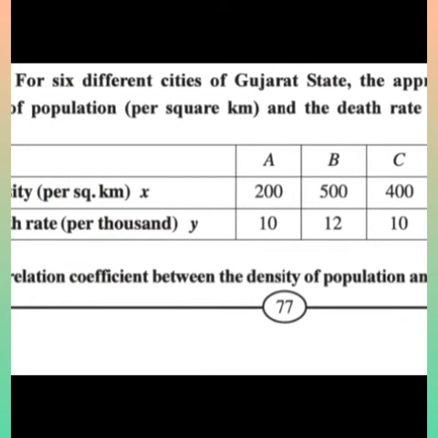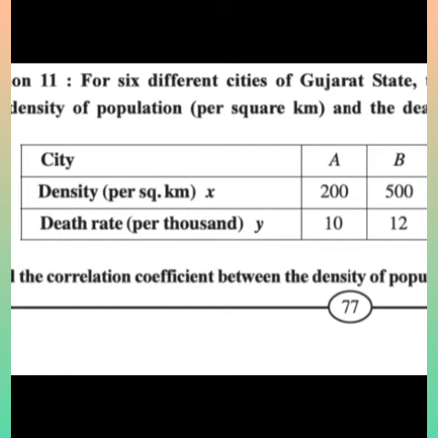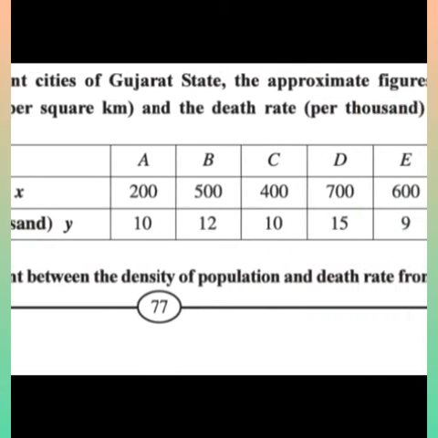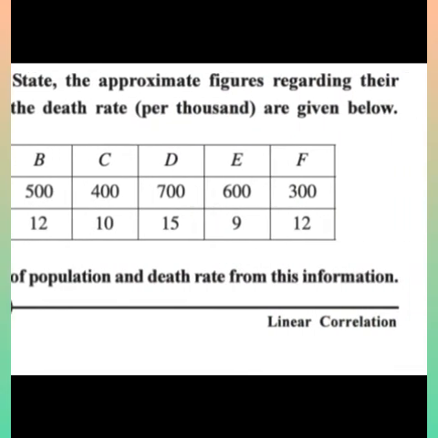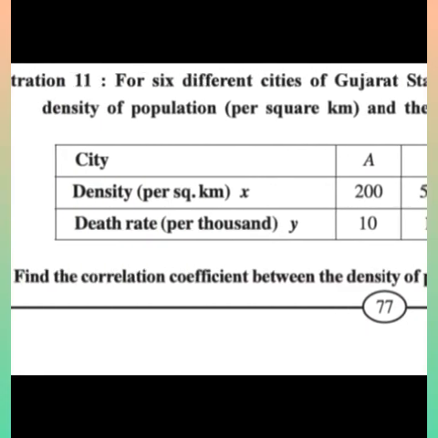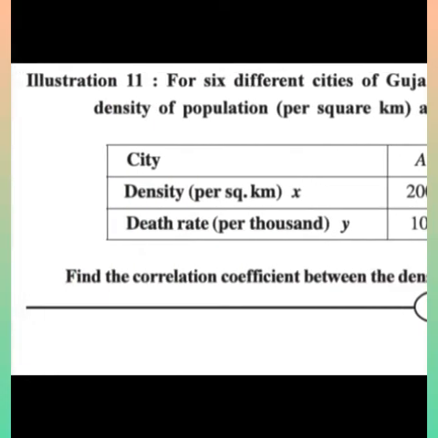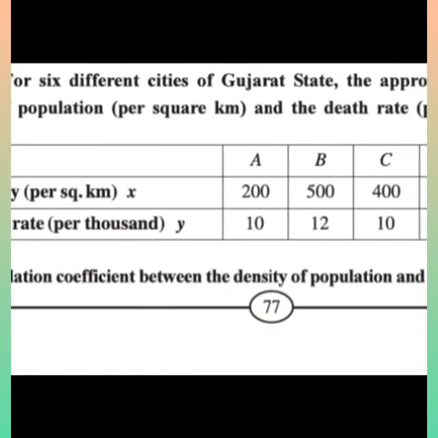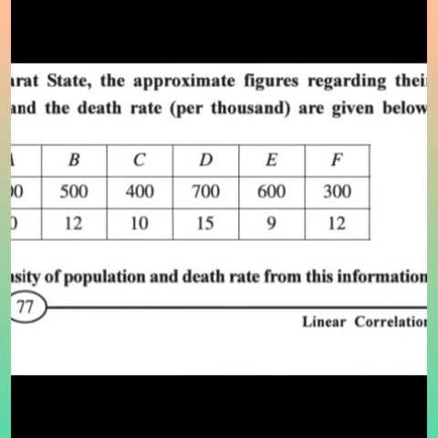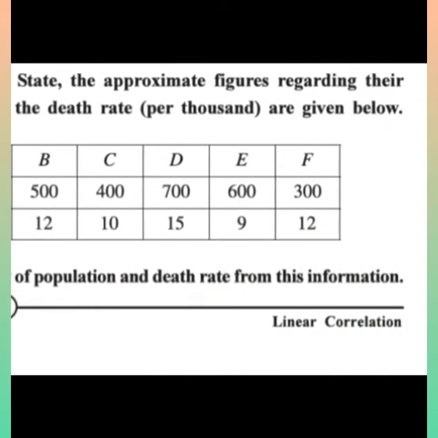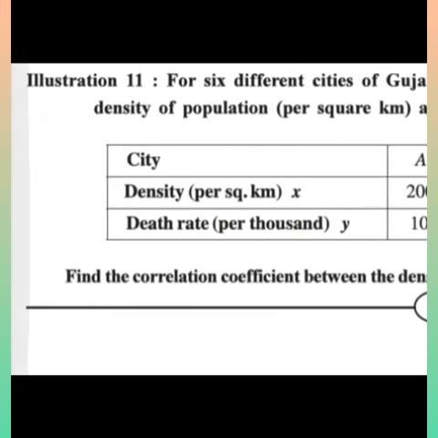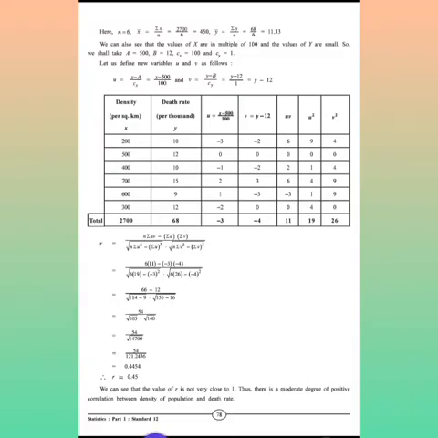Okay, come to the next variable. So death rate per thousand, that's 10, 12, 10, 15, 9 and 12. See the final question: find the correlation coefficient between the density of population and the death rate from this information. Again, we need to find out the correlation coefficient. Now we'll see how we'll solve this sum.